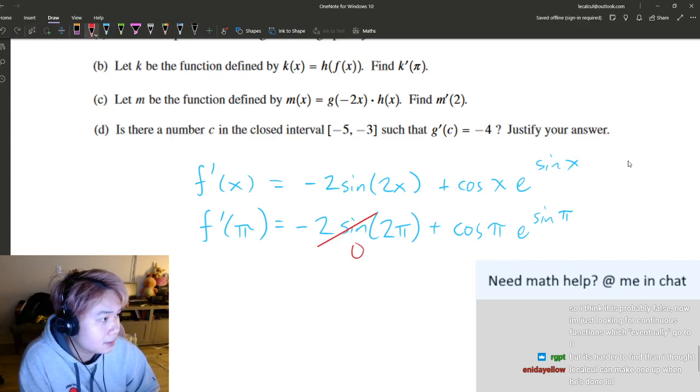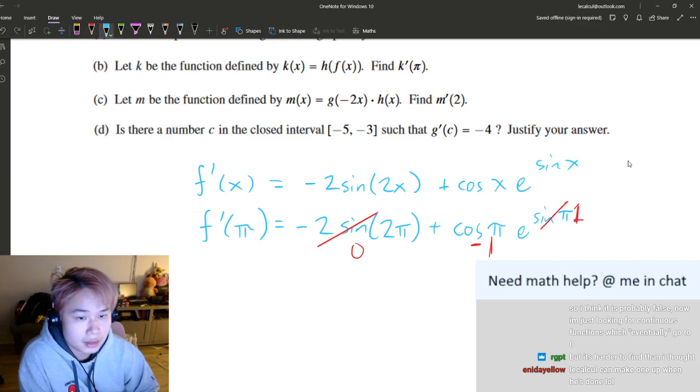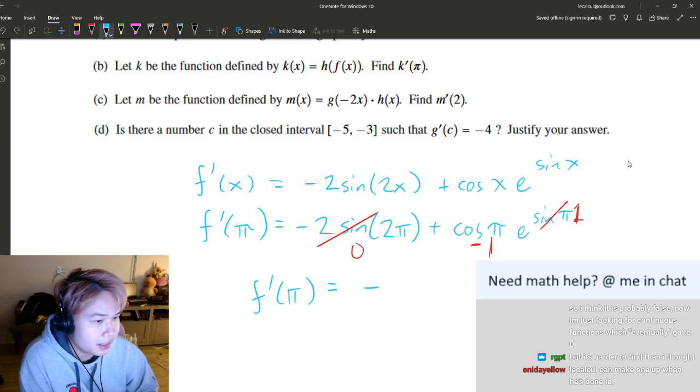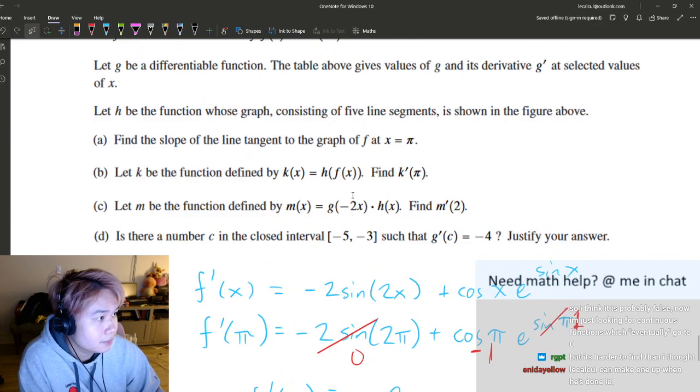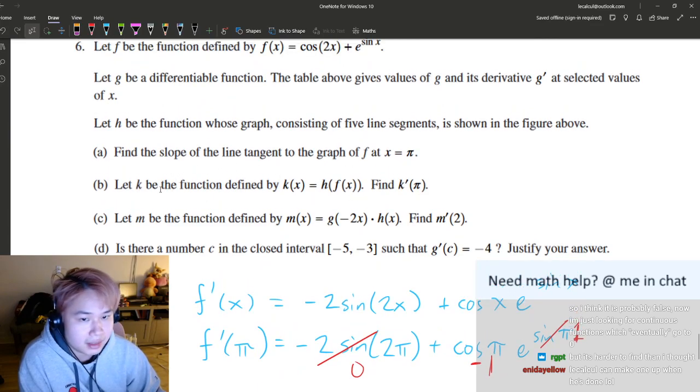Let's see. This one is 0. Cosine pi is negative 1. Sine of pi is 0. So all of this is just negative e. Okay, sure. All right, then let k be the function defined as h of f.